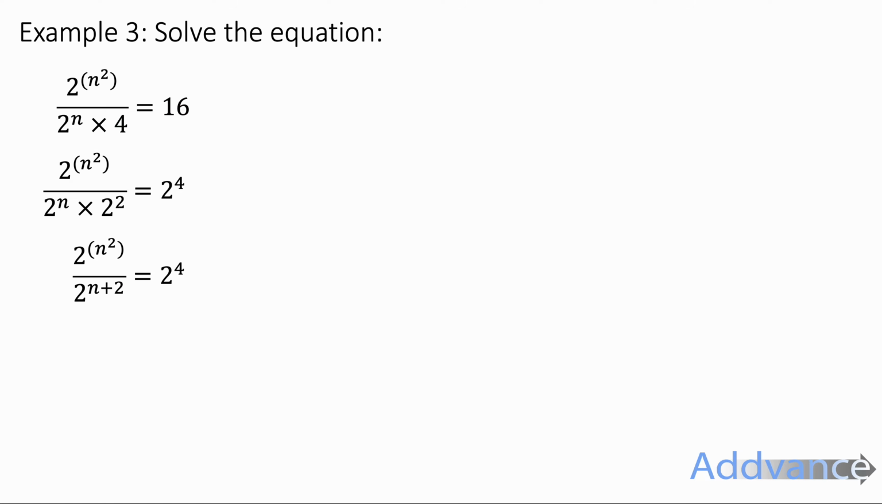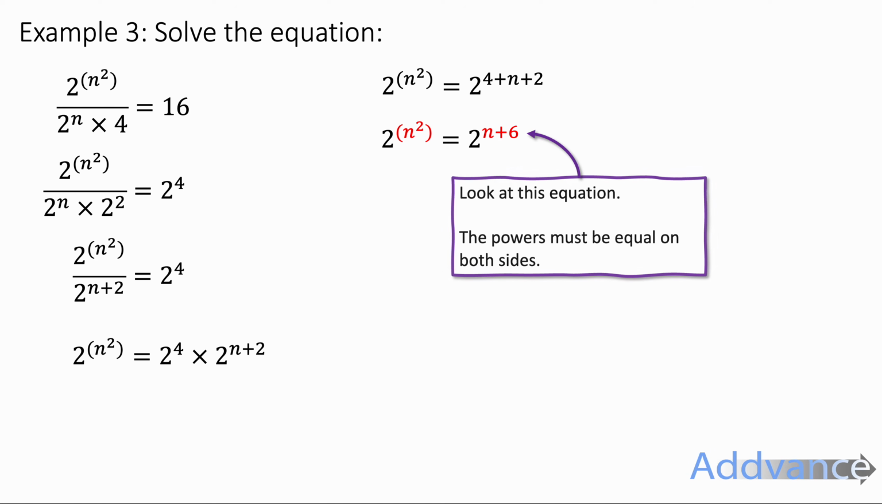We'll simplify this now. On the bottom, we've got 2 to the power n times 2 squared. We can add the powers to be 2 to the power n plus 2. We'll multiply both sides by 2 to the power n plus 2, and that gets rid of the divide by 2 to the power n plus 2. We can now add the powers on the right-hand side, because remember when you're multiplying two powers, it's like adding the powers. And we get 2 to the power n plus 6 on the right-hand side.